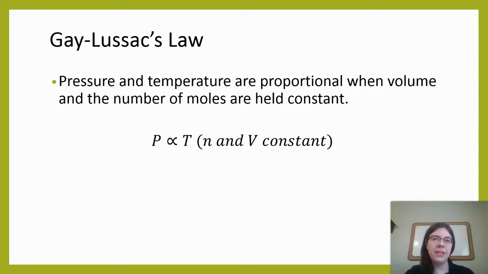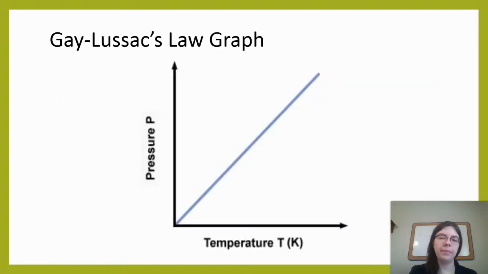So Gay-Lussac's law tells us that pressure and temperature are proportional when volume and the number of moles are being held constant. So said another way, when the temperature increases, the pressure is also going to increase and vice versa. So if we cool objects down, the pressure will also decrease. So if we go ahead and graph this phenomenon, we get a nice linear line going between pressure and temperature.